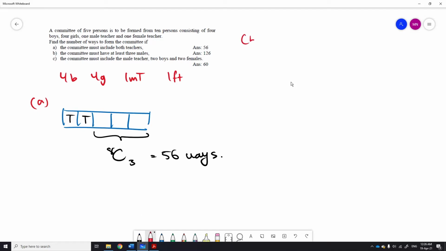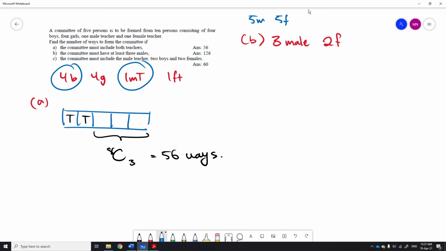Okay, then for B, the committee must have at least 3 males. In order to have 3 males, let's say 3 males are selected and the other 2 must be females. The boys are male and the 1 male teacher is also male, so in total we have 5 males and another 5 females. So for 3 males and 2 females, that will be 5C3 multiplied by 5C2. So that is equal to 100.